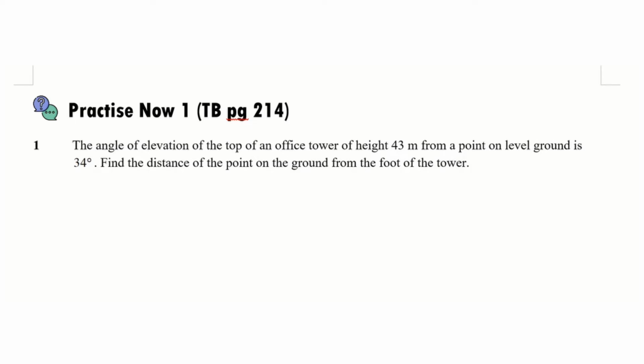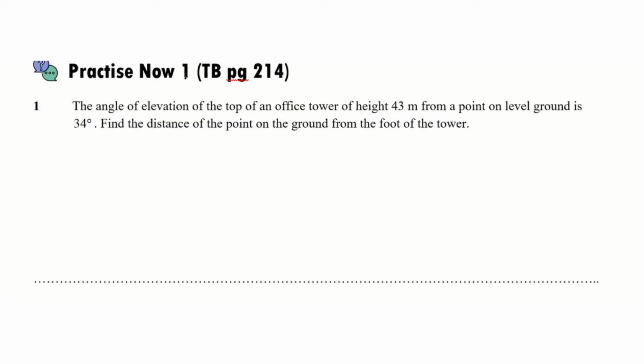Sometimes in the question itself, they may not give you the diagram, but luckily in this question in your textbook, you will find that there is a diagram being provided. Let us just run through how we should actually draw out this diagram if it had not been given. We are looking at an office tower, so let's just draw a vertical building. It will stand on level ground. This office tower has a height of 43 meters, so the top of the office tower would be here.